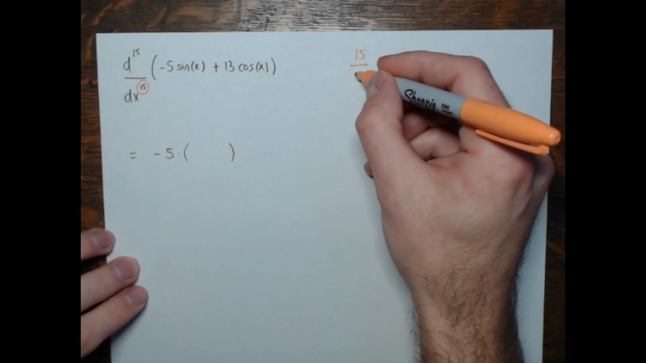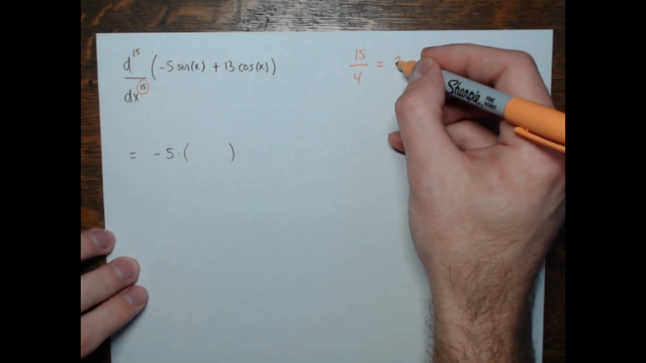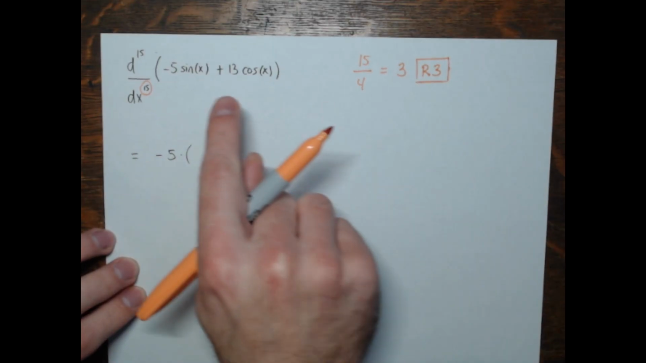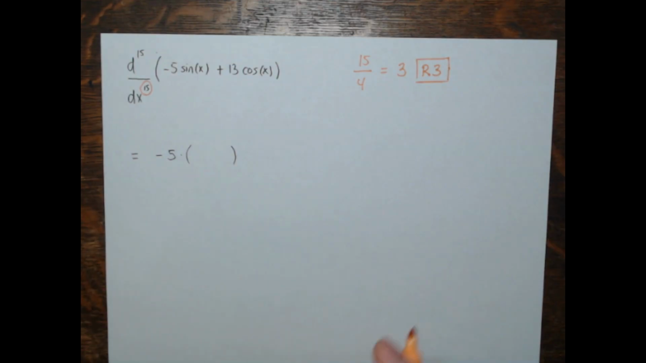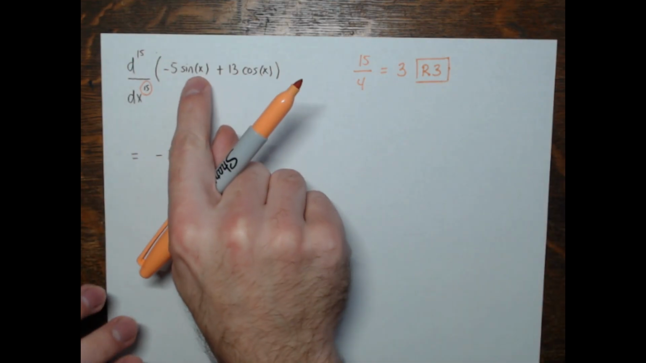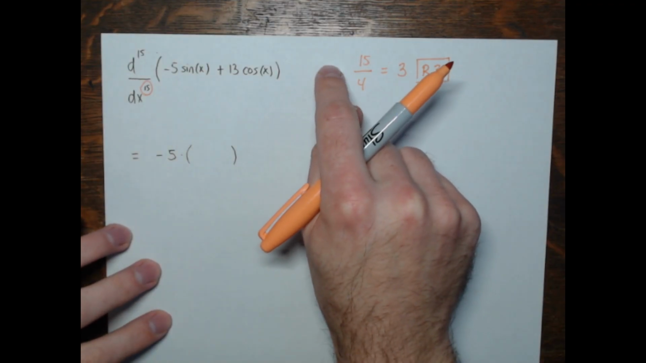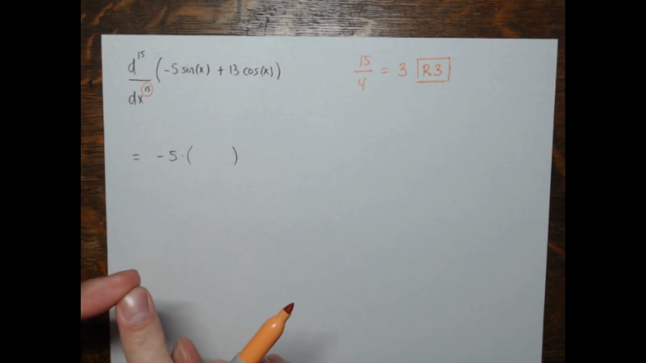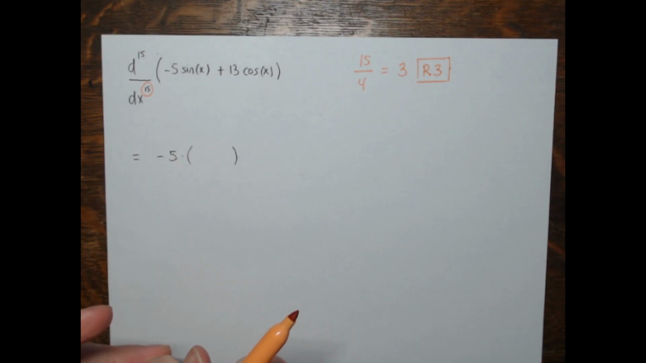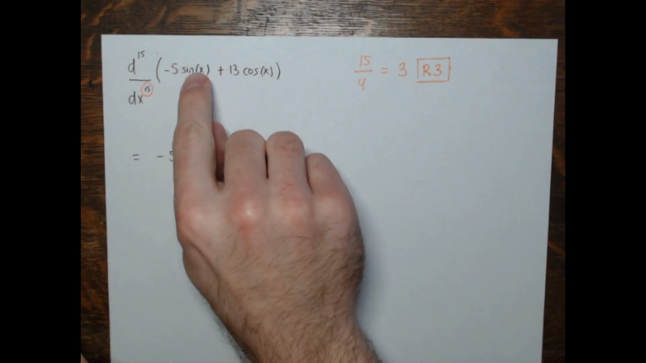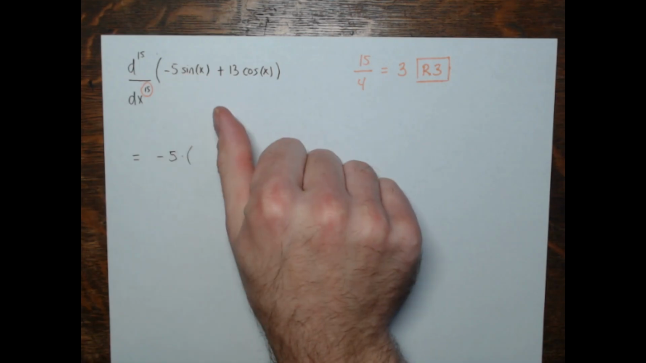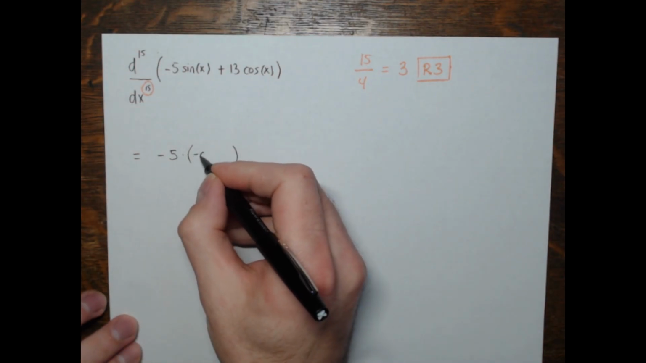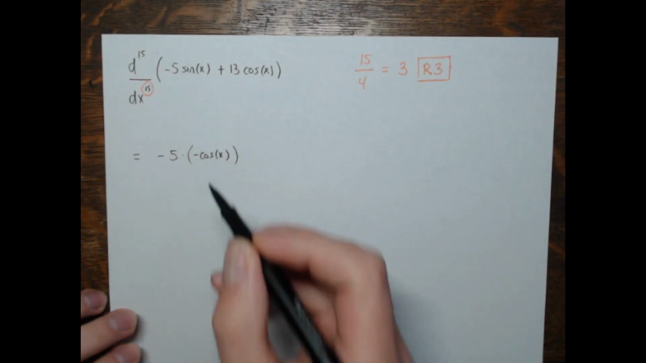15 divided by 4. 4 times 3 is 12, and your remainder is 3 this time. So the 15th derivative of sine and cosine is going to be just like the third derivative. Now the third derivative of sine: the first derivative is cosine, second derivative is negative sine, third derivative is negative cosine, right? So this would be negative cosine, the 15th derivative of sine.